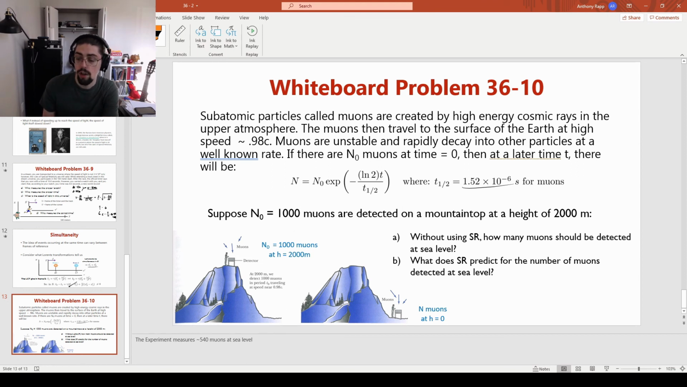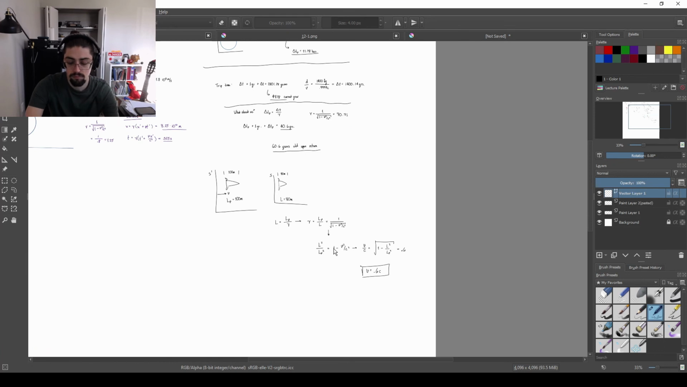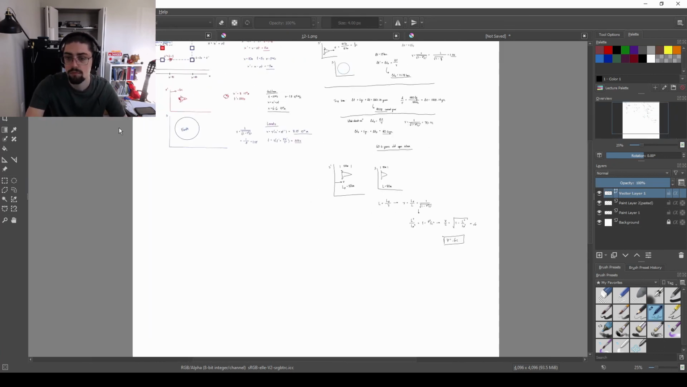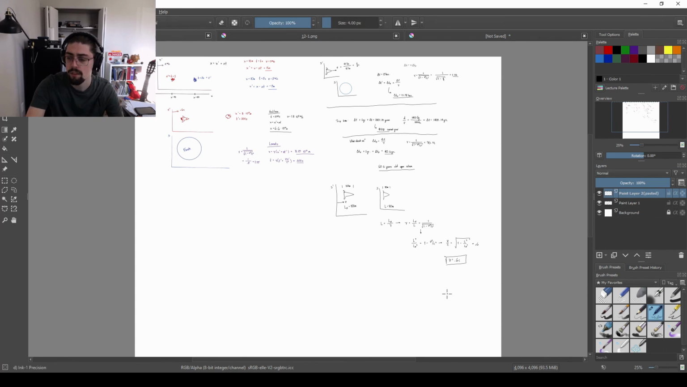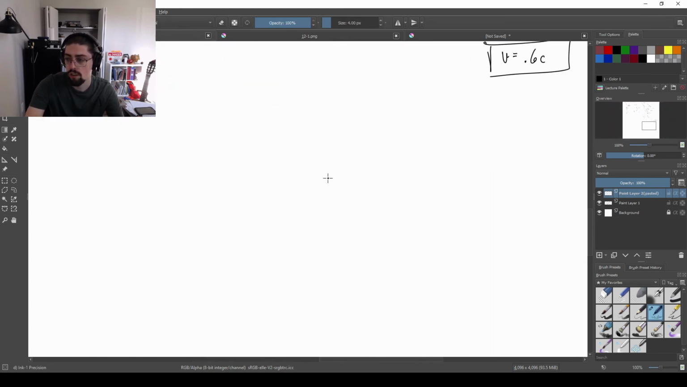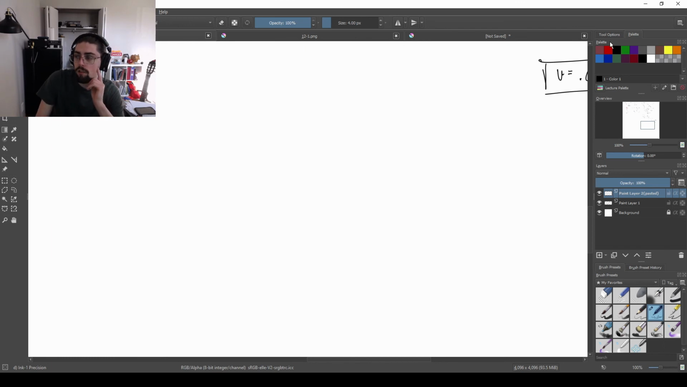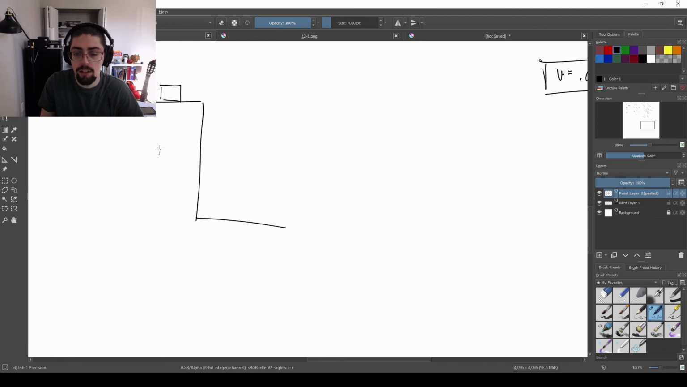Let's go ahead and try this out without relativity first. This will really give us a perspective on what we're expecting to see. So, if we started with 1,000, let's go ahead and steal this picture. Oh, it did that stupid vector thing again. Oh well, we'll just draw this out ourselves. If we start on the mountaintop, here's our detection box. Let's imagine it's a really steep cliff, and it's 2,000 meters tall.